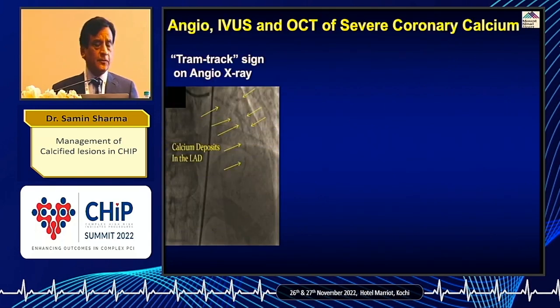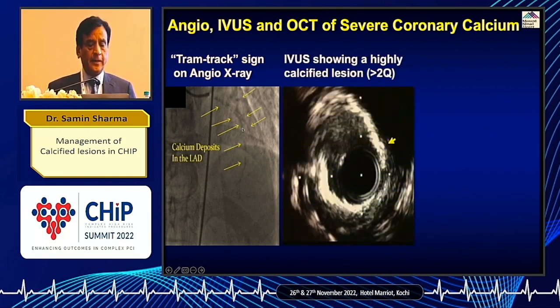Now the question comes: what does calcific mean? One is our ACC-AHA classification of the lesions. Severe calcium is the tram track sign on angio. As you can see here, you probably don't need any imaging. Some will say maybe it's a superficial calcium, but once you have this kind of tram track, it's not superficial calcium. It's clearly deep calcium.